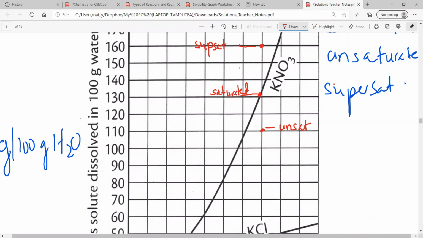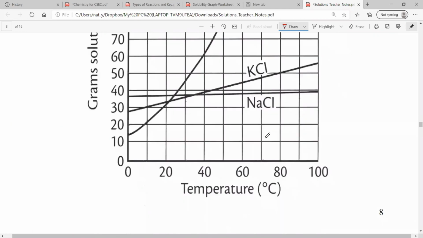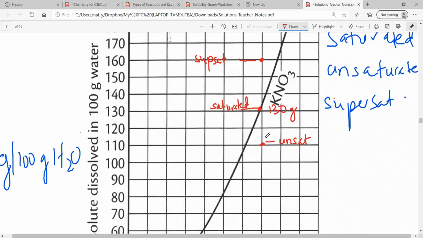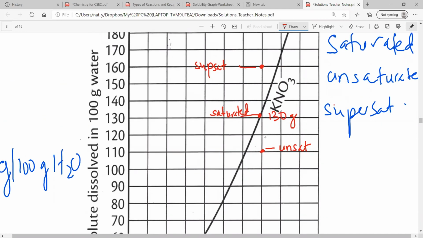A saturated, let's say this is 130 grams. Let me just quickly look at what temperature it is at. It is at 70 degrees Celsius. So at 70 degrees Celsius, my potassium nitrate will be saturated if it has 130 grams dissolved in it.